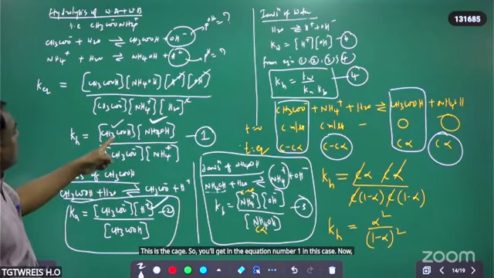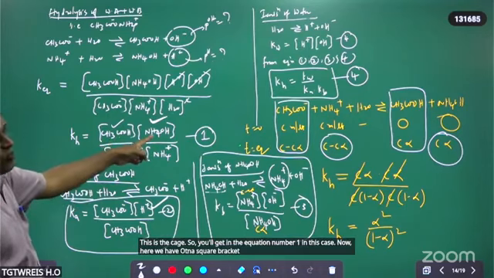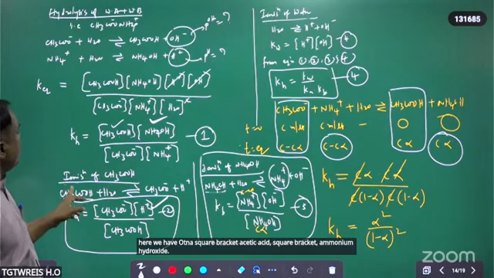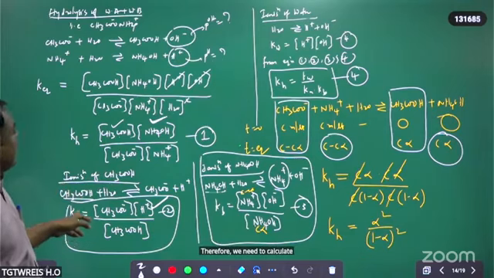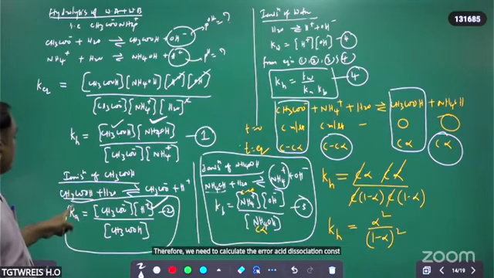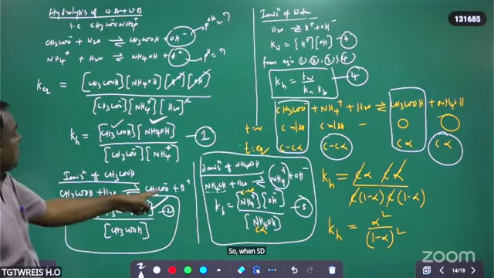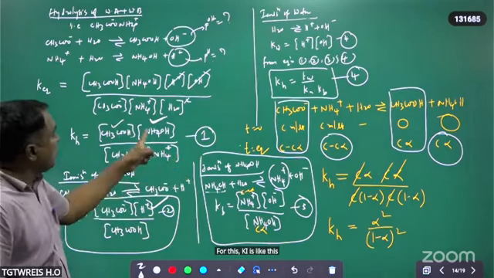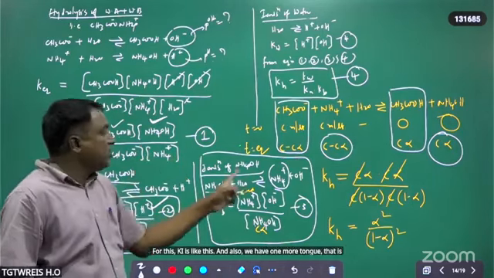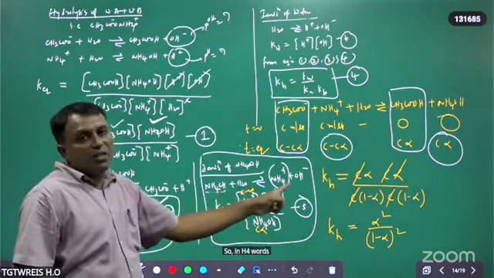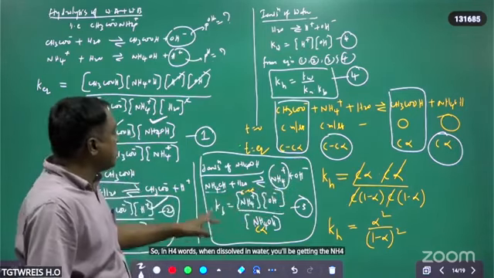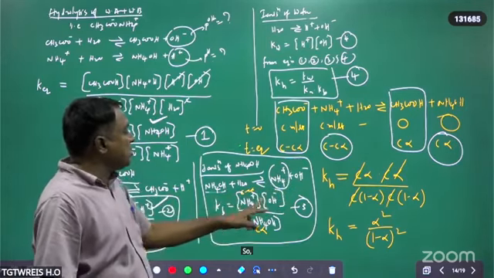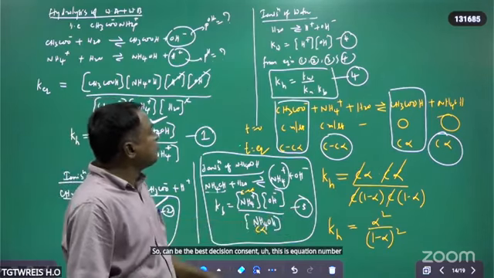Now here we have what? Square bracket acetic acid, square bracket ammonium hydroxide. Therefore, we need to calculate their dissociation constants. So when acetic acid dissolves in water, you will get it like this. For this, Ka is like this. And also we have one more term, that is NH4OH. So NH4OH, when dissolved in water, you will get NH4 plus and OH minus. So Kb is the base dissociation constant. This is equation number 3.